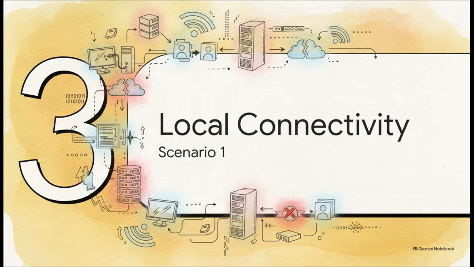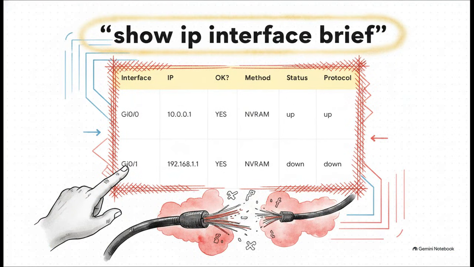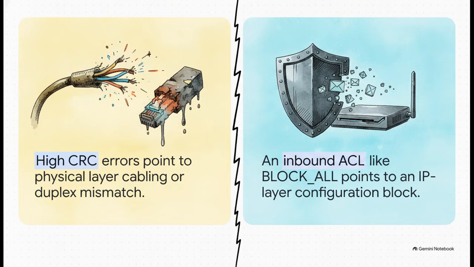Section 3. Scenario, local connectivity loss. Let's run through a scenario. A user submits a ticket saying they can't reach a host on the local network. Notice how the status and protocol for the GigabitEthernet 0/1 interface are both showing down/down. Just by running that show ip interface brief command, we instantly isolated the exact problem interface. Boom, no guesswork involved.